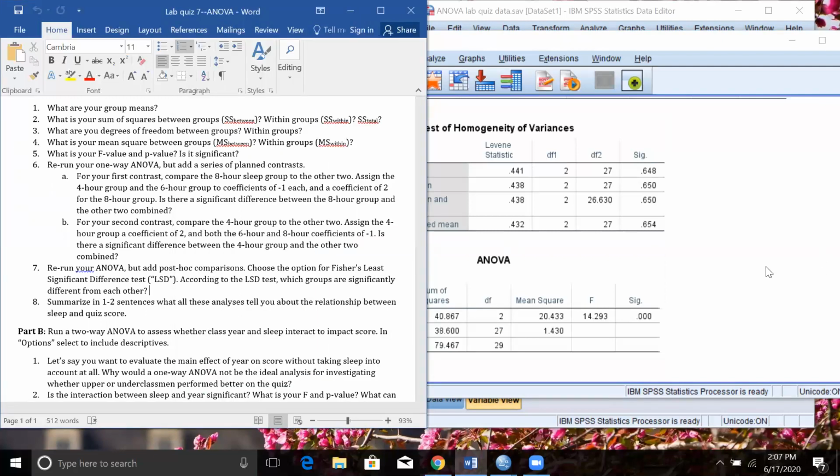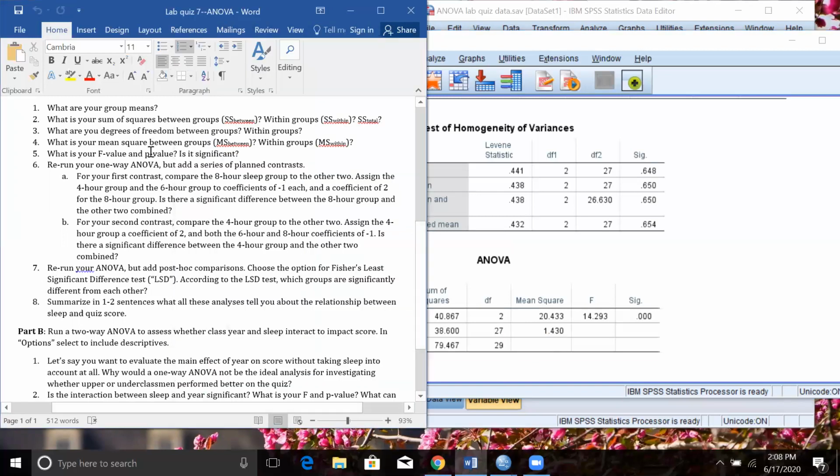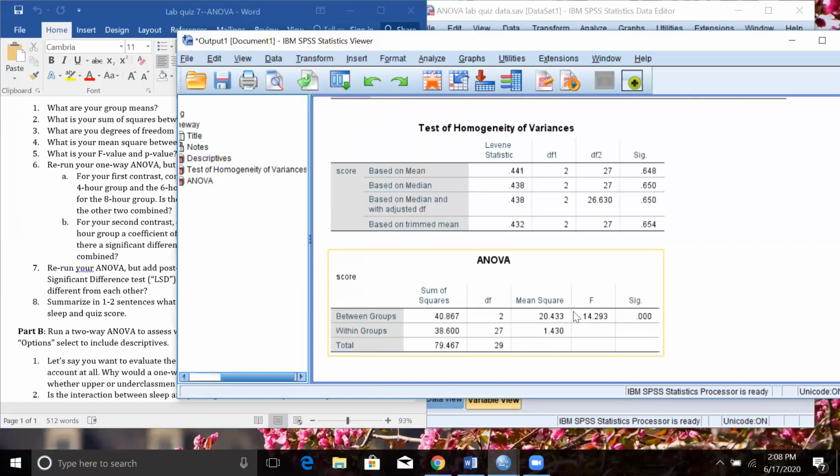Degrees of freedom between and within, again, you just move across the ANOVA summary table. Your degrees of freedom between is 2. Degrees of freedom within is 27. Then the mean square, again, you just move over the ANOVA summary table. You've got your mean square between, your mean square within.